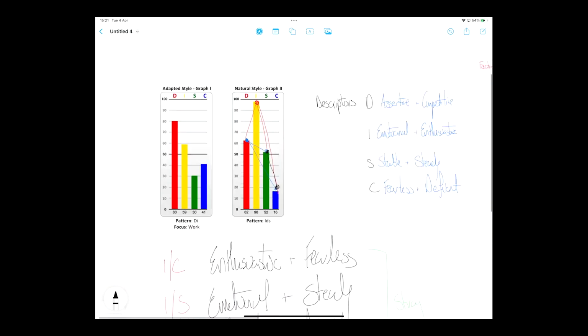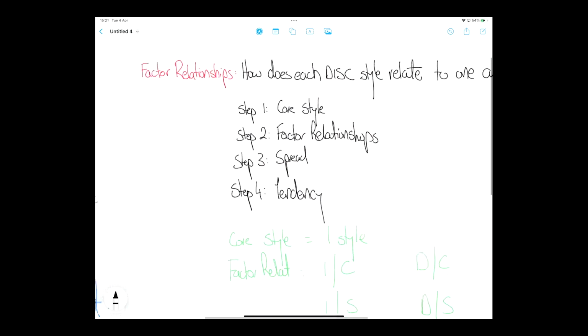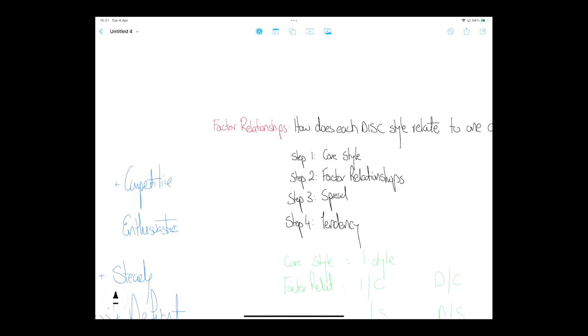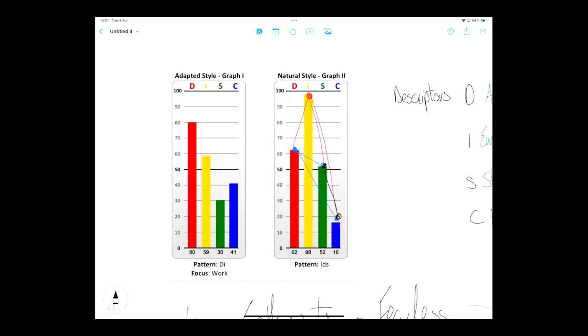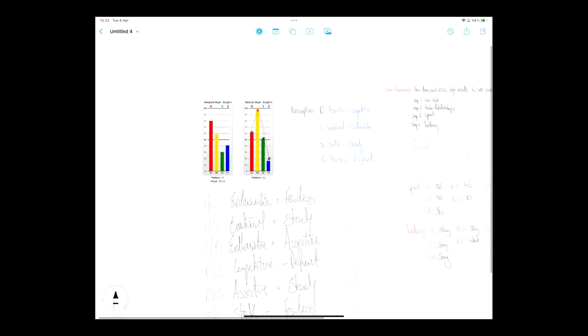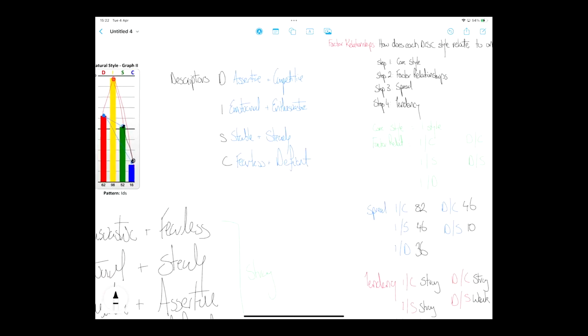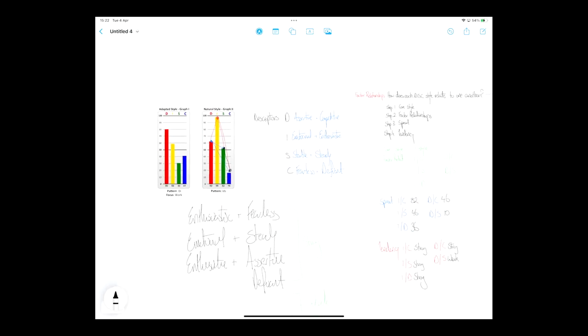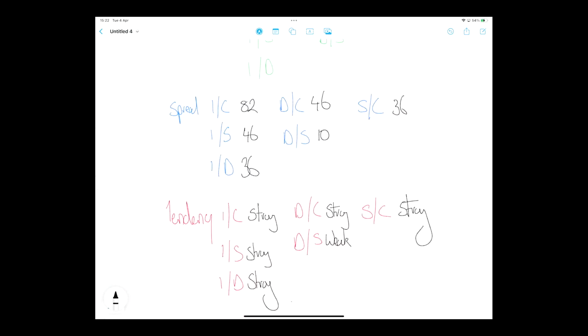It will constantly change. So once we've had a look at the factor relationships, we want to calculate the spread. Now to calculate the spread is quite simple. You take the highest score and you minus the lowest score. So for example, we have the high I, 98, and then we'll minus 16, and that's going to give us our spread of 82. We'll then have a look at the I in relationship to the S. When you take 98 and you minus 52, the gap is 46. Then you'll take the I score, 98, and you'll minus 62 for the D style, which will give you a gap of 36, so on and so forth, and you'll have a look at the spread.